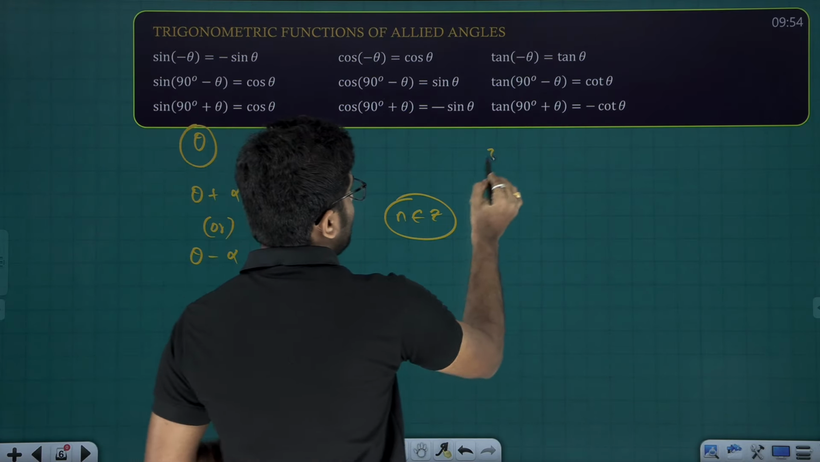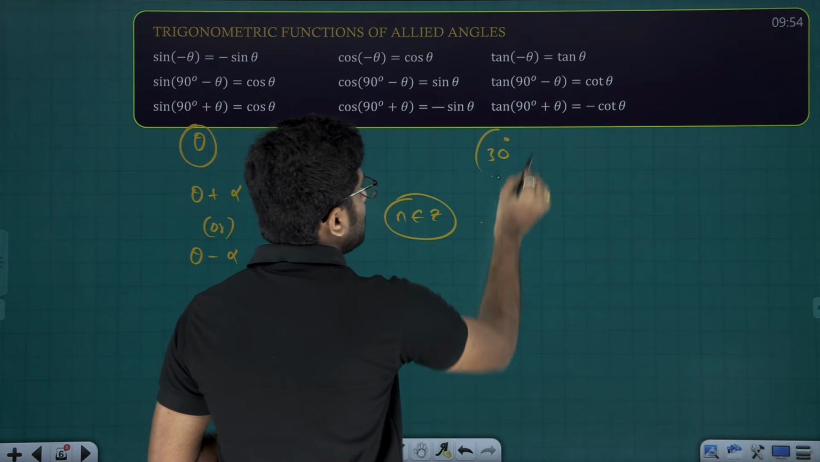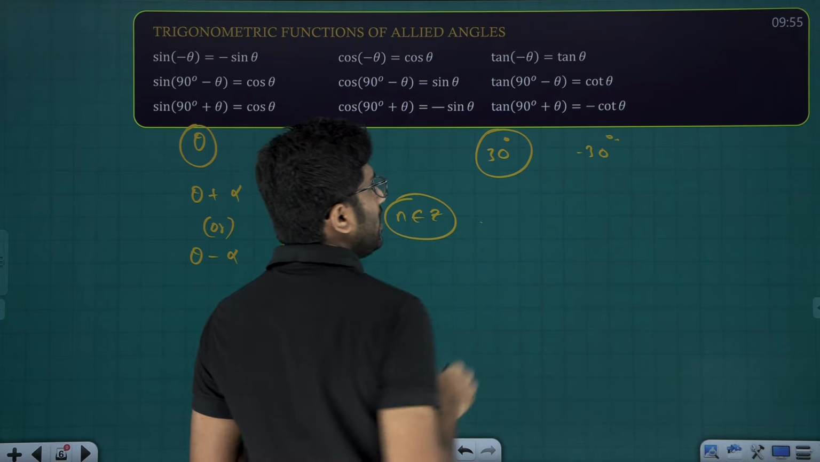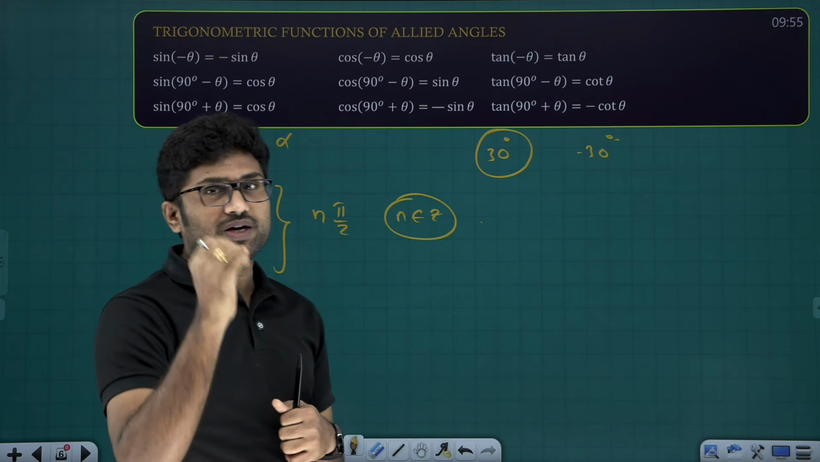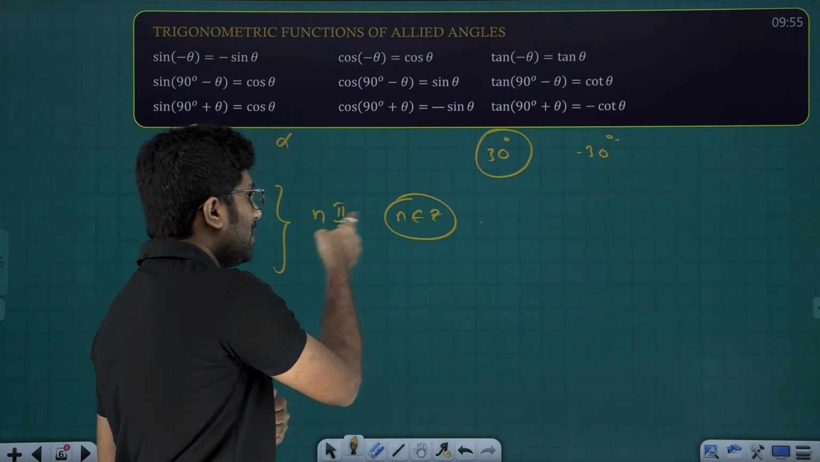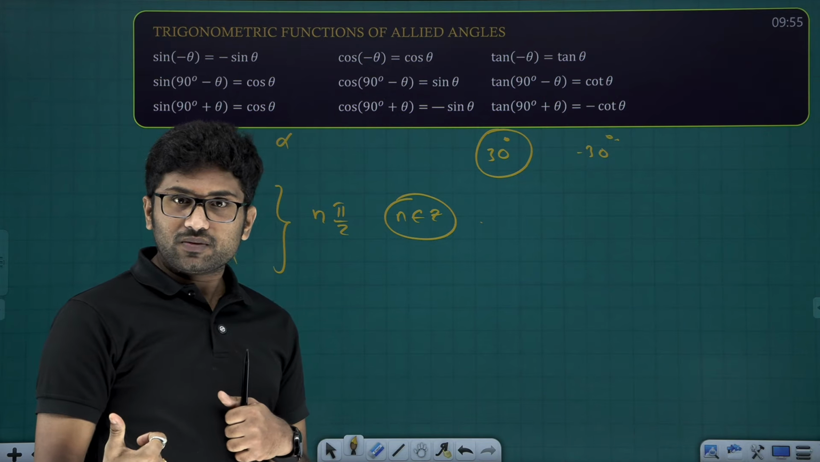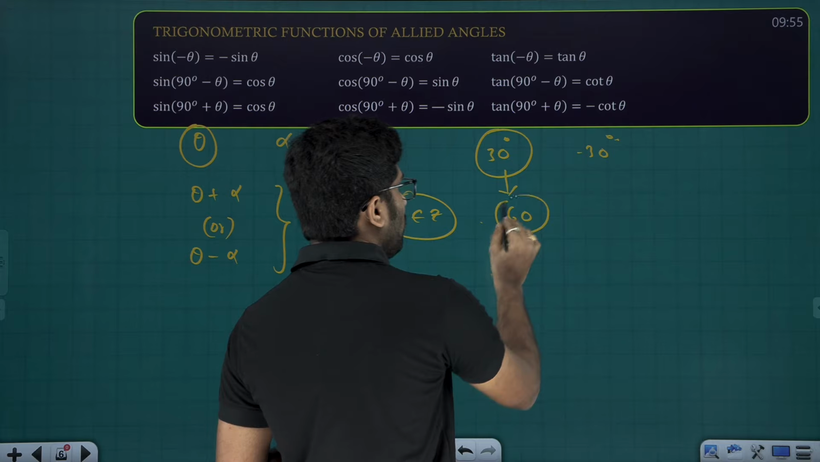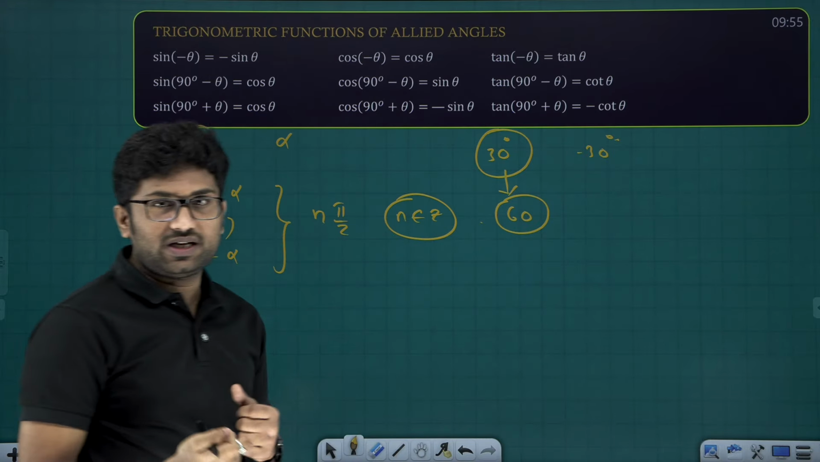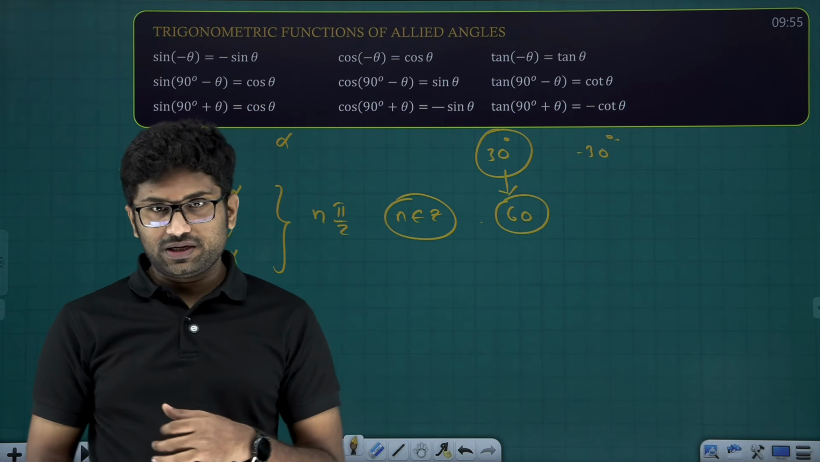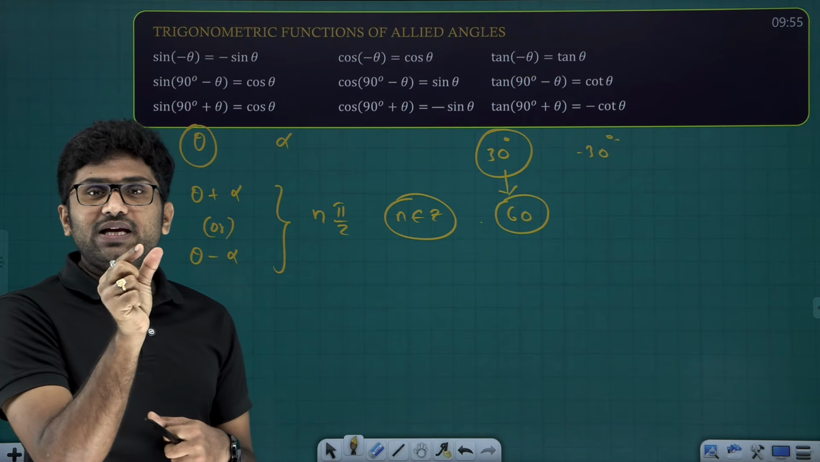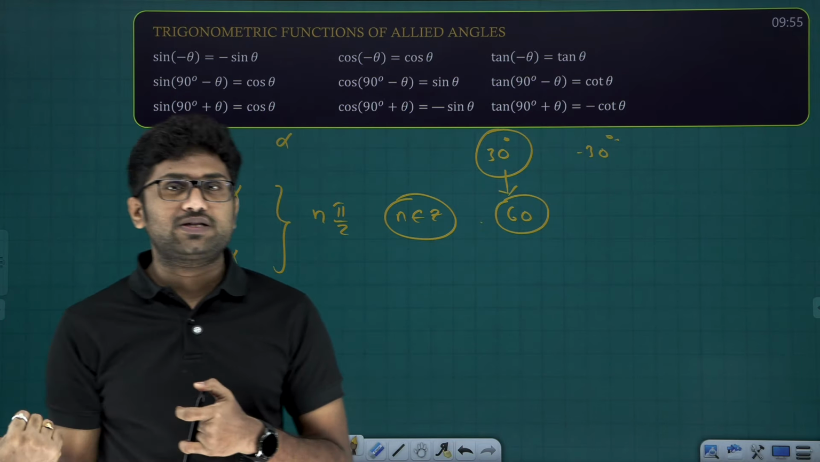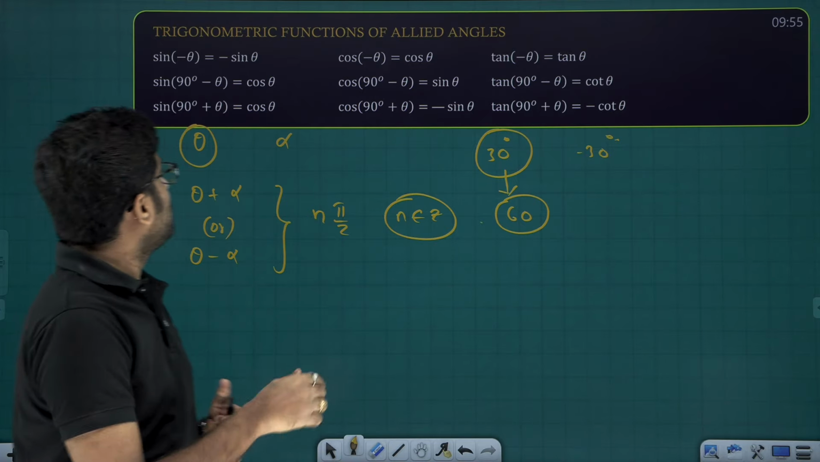Suppose you take an angle 30 degrees. What are all the allied angles? Minus 30 will be an allied angle. Why? Because when you add 30 and minus 30, you get 0, and 0 is n pi by 2 when n is equal to 0. Correct? Next, for the angle 30, 60 will be an allied angle. Why? 30 plus 60 is 90, and 90 is a multiple of 90. So for any angle theta, an angle alpha is said to be an allied angle only if either the sum of them or the difference of them is a multiple of pi by 2.